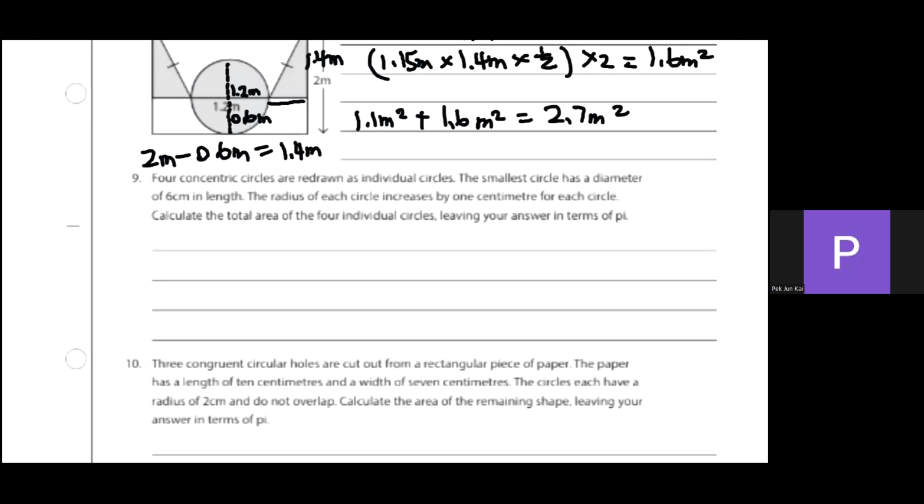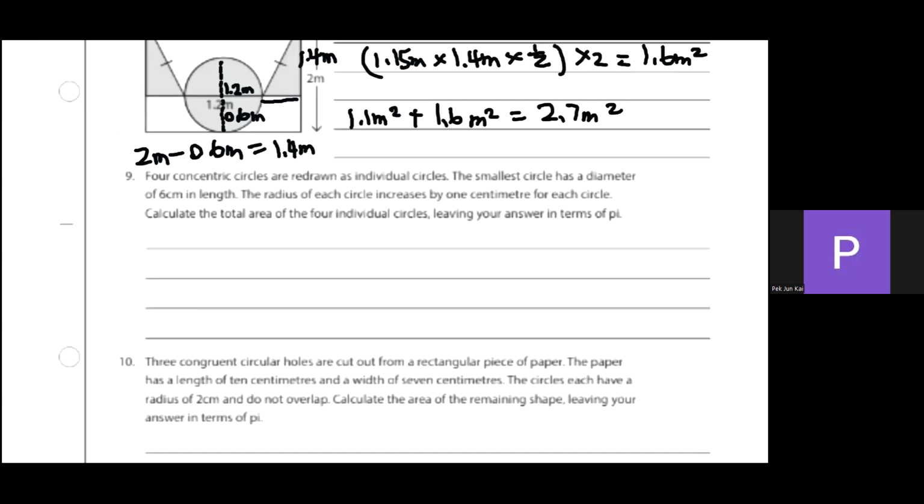Four concentric circles are redrawn as individual circles. The smaller circle has a diameter of 6 cm in length. The radius of each circle increases by 1 centimeter for each circle. Calculate the total area of the 4 individual circles, leaving your answer in terms of pi.